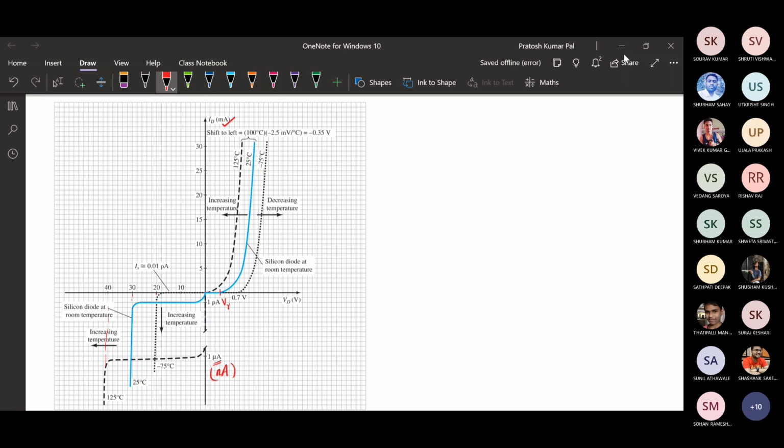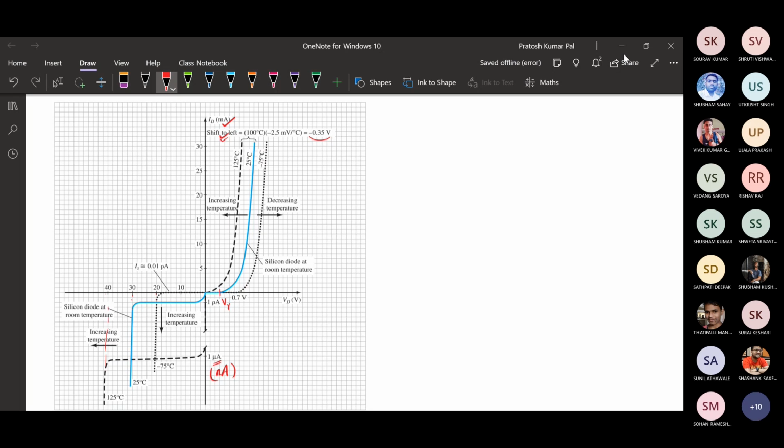So how much will this shift be? It is calculated as 100, because there is a 100 degree shift, multiplied by 2.5 millivolt per degree centigrade. That means in the forward bias condition, if we increase the temperature, the graph shifts to the left side, by 2.5 millivolt for every 1 degree centigrade. Multiplying by 100, we get a shift to the left by 0.35 volt. So a 0.35 volt shift takes place to the left side.